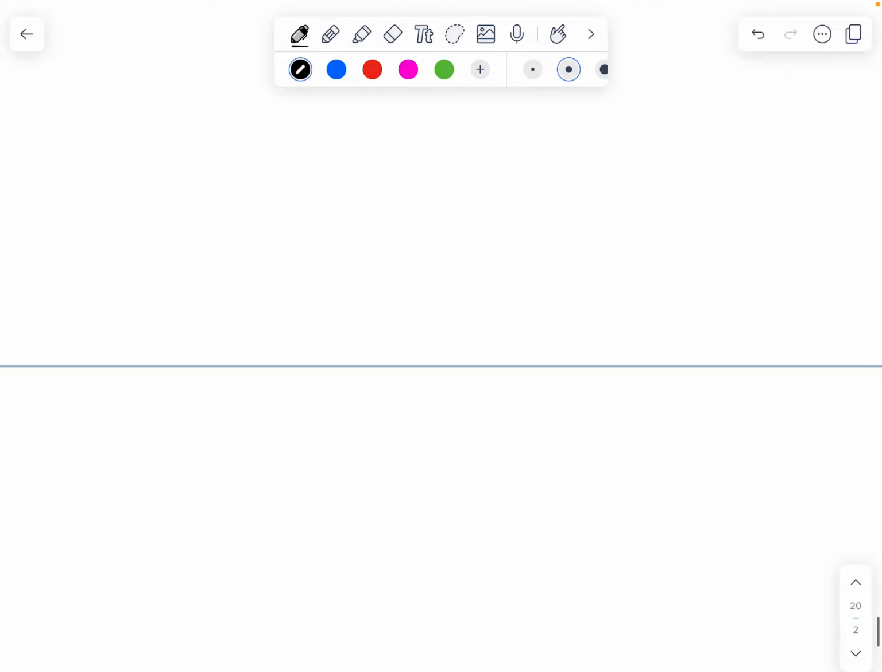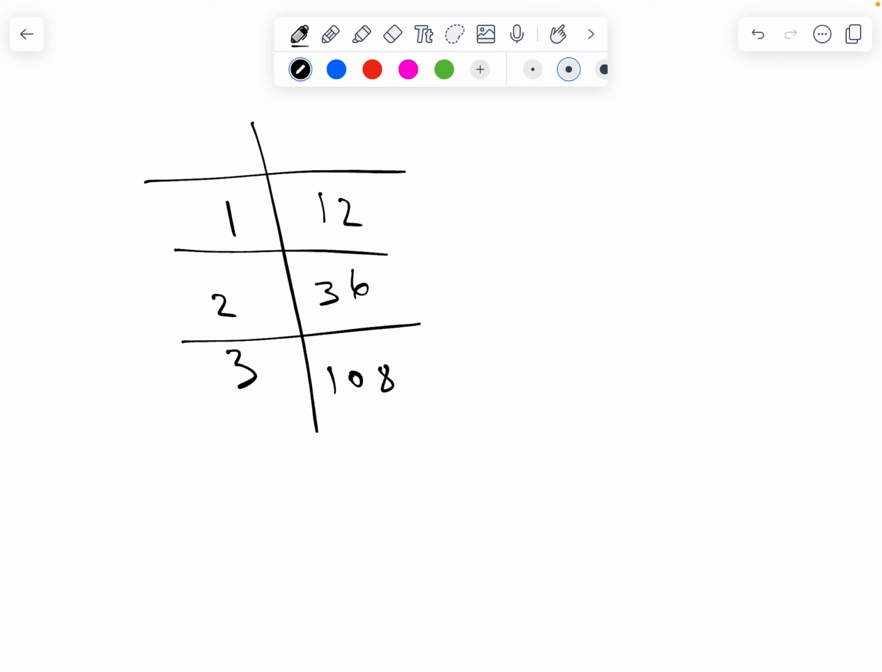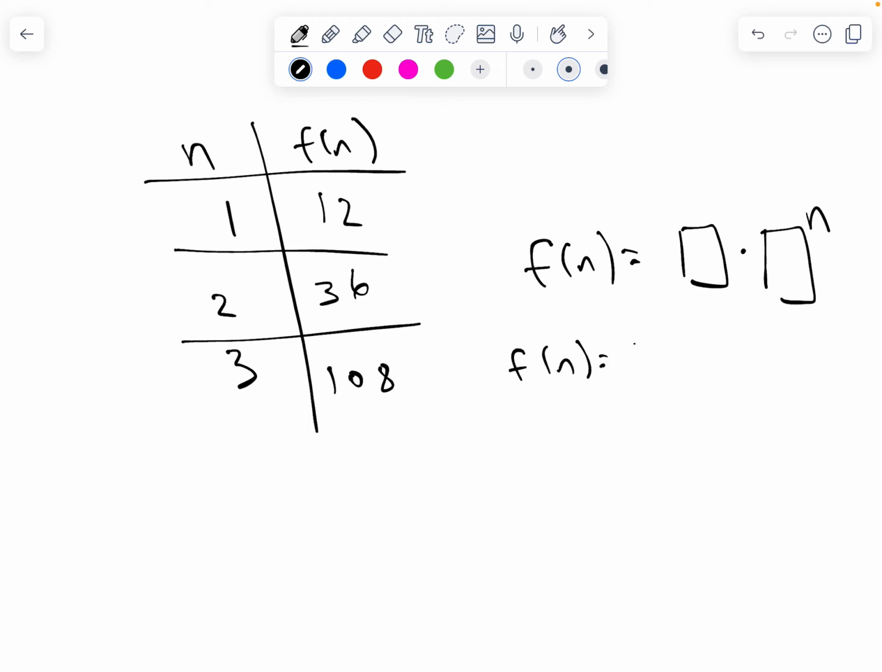Okay, that's linear. Let's do one example of exponential. Exponential is this. You've got this example. We've got 1, 2, 3, and then we've got 12, 36, and 108. This is n, and this is f of n. Okay, so same kind of deal. Our formula for this one is a little bit different though. F of n equals blank times blank to the n, and f of n equals f of n minus 1 times blank, and f of 0 equals blank.